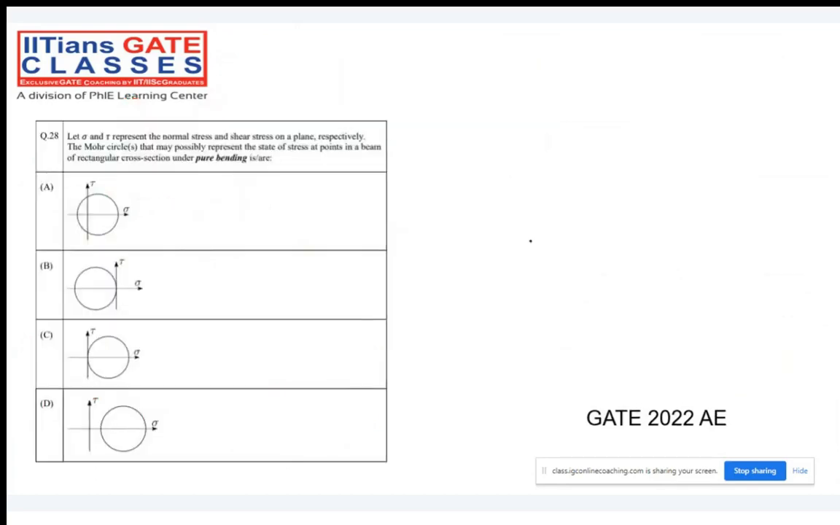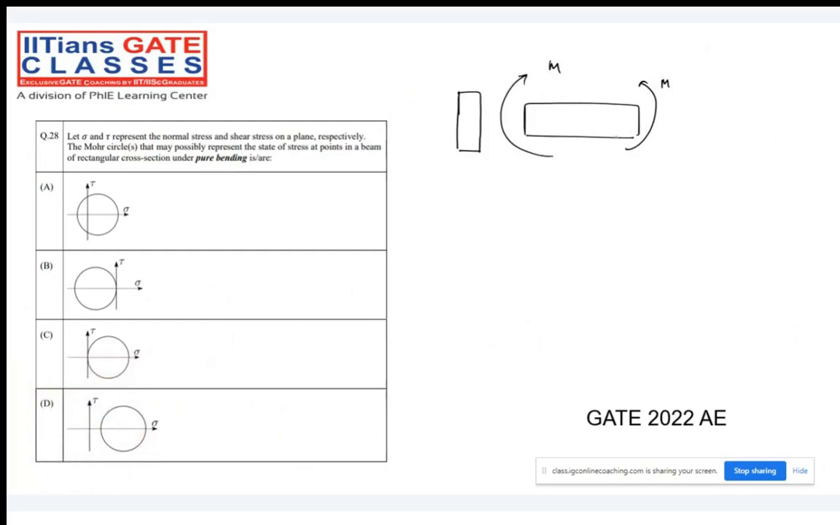Sigma and tau will be the normal stress as well as shear stress on a particular plane, respectively. The Mohr circle that may be possible to represent the state of stress at a point in a beam of rectangular cross section under pure bending. Right. So if I just take the rectangular cross section, for example, a beam is subjected to a bending like this. Pure bending means there is no axial force, nothing else, only bending will be there for that particular beam.